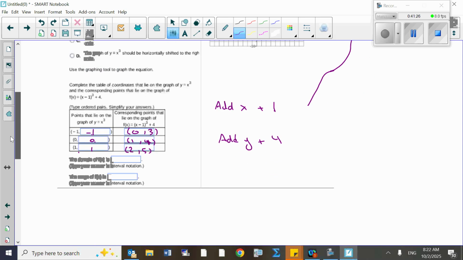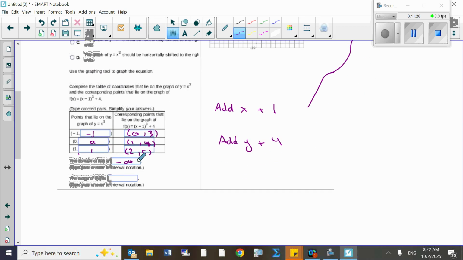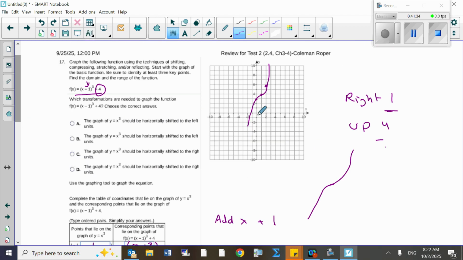Okay, domain of the function will be negative infinity to infinity. Range will be also the same because for a cubic function, there is no restriction here.